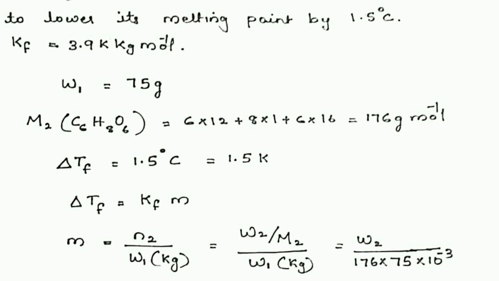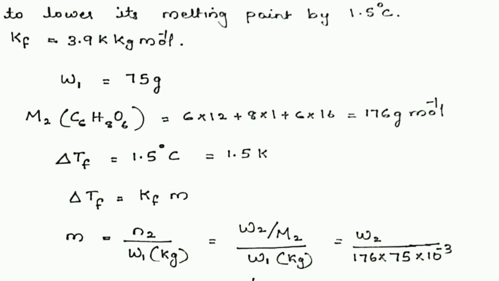From the formula we can easily find out the molar mass. So 6 carbon atoms are there, 6 into 12, plus 8 hydrogens, 8 into 1, plus 6 oxygens, 6 into 16, altogether you are getting 176 gram per mole. So M2 can be calculated. Then W1 we have to write in kilogram, it is given as 75 gram, so multiply 75 gram by 10 raised to minus 3 to get kilogram.